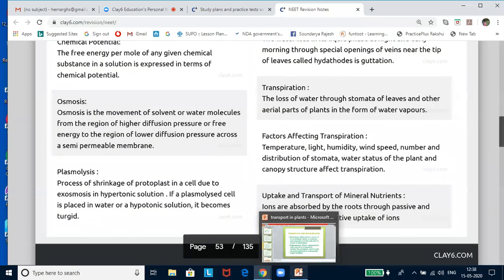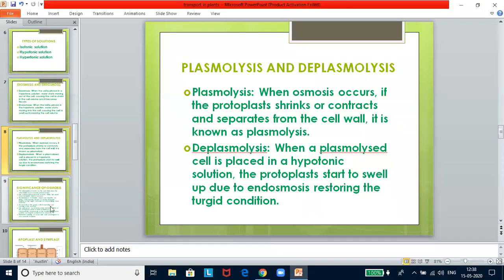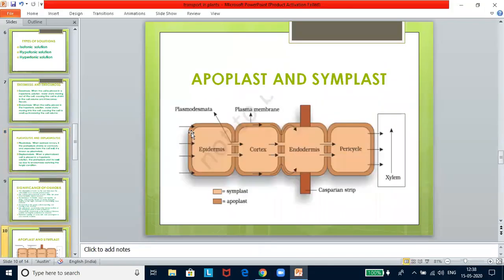Now let us look into apoplast and symplast. Water is absorbed along with solutes by the root hairs purely by the diffusion process. Once water is absorbed by the root hairs, it can move deeper into the root layers in two ways. One is the apoplastic pathway, the other is the symplastic pathway.